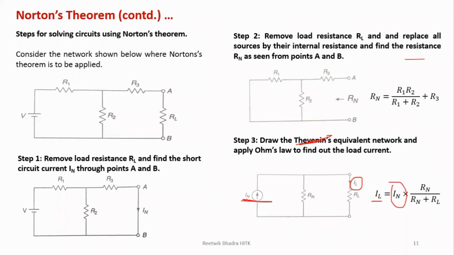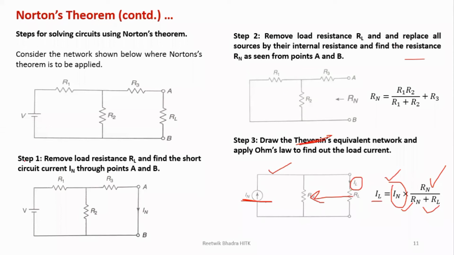These two resistances are in parallel, so the opposite resistance is RN divided by RN plus RL. What is the current I am finding through RL? This is the standard formula of IL for Norton's theorem, and previously we had studied the IL formula also for Thevenin's theorem. This step 3 will be the same for all Norton's theorem circuits, and this formula will also be the same.